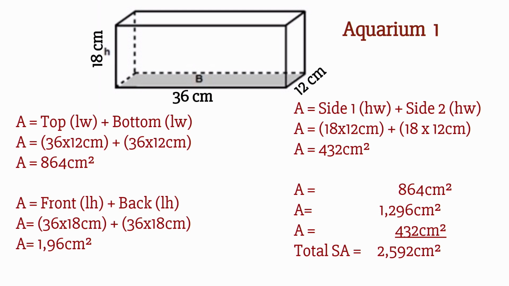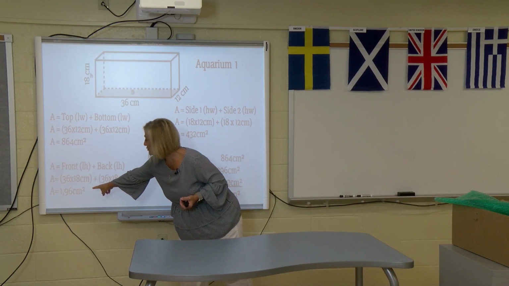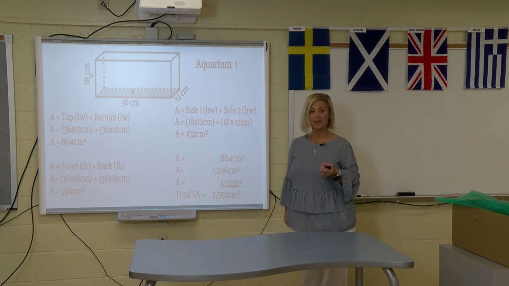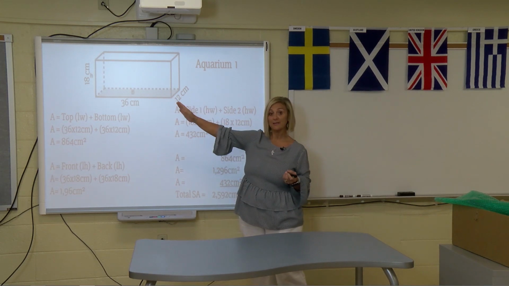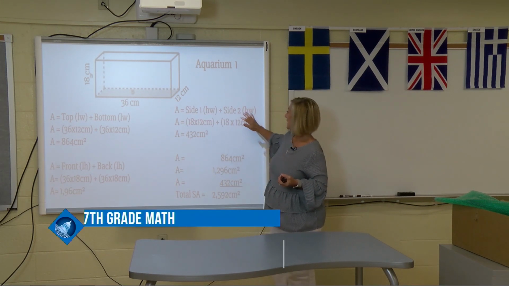Now we have to figure out the front and the back, just like I showed you on the box. We've got the front of the aquarium and the back side of the aquarium. The front, of course, is 36, but the back of the aquarium is 18. So we have two, a front and a back. We have to do 36 times 18 plus 36 times 18 for a total area of the front and back of 196 centimeters squared. Okay, so we've got the top, the bottom, the front, and the back. Now we have to do the two sides, side 1 and side 2.